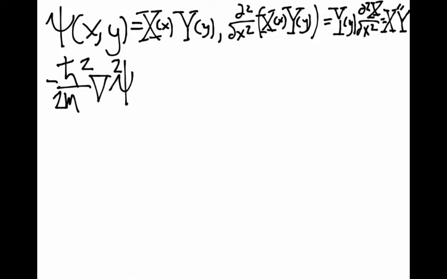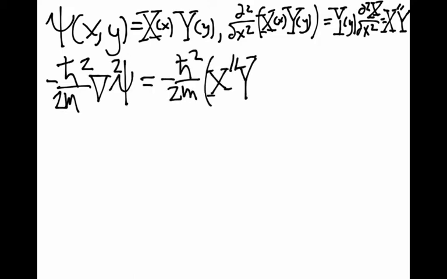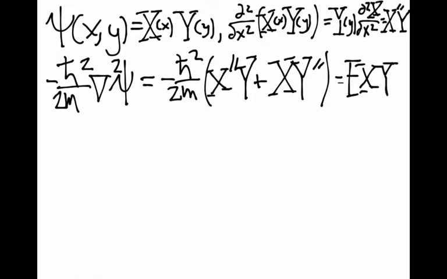So we have minus h bar squared over twice the mass times the Laplacian. The Laplacian of psi is minus h bar squared over twice the mass of x double prime y plus x y double prime, the separate second partial derivatives of x and y, and that's equal to the total energy times the wave function, which is now x times y again.